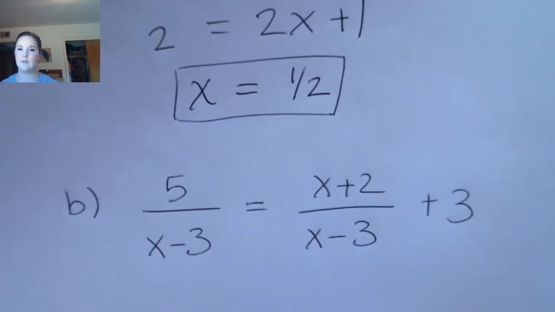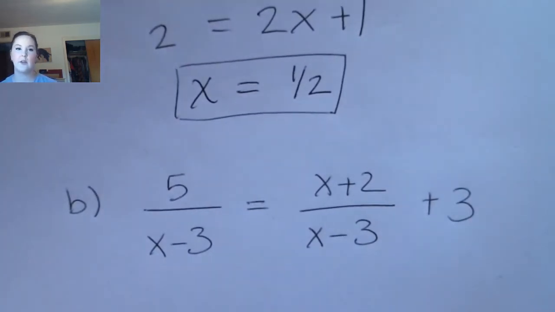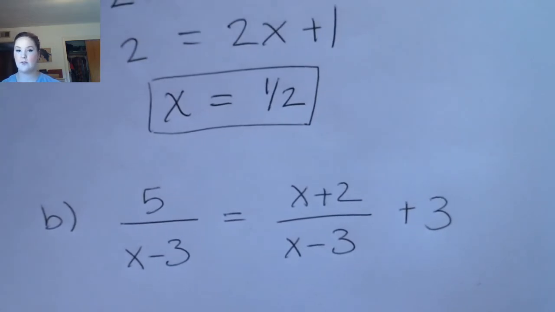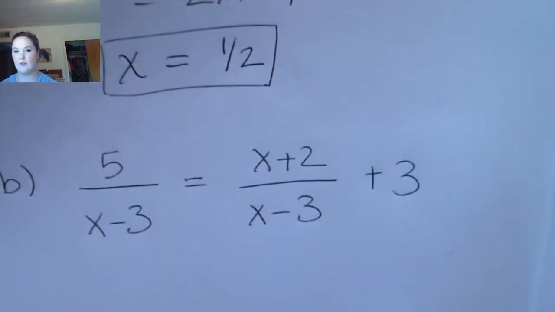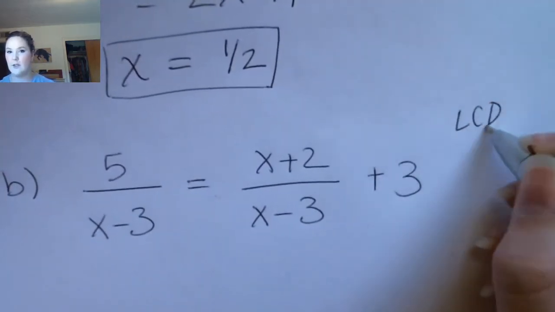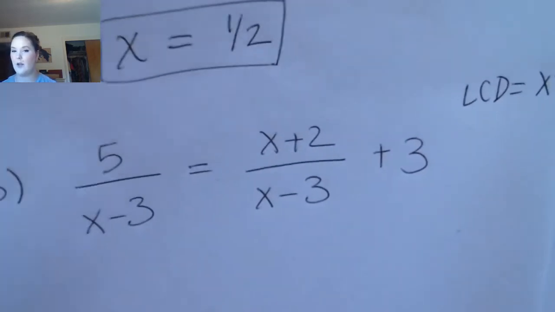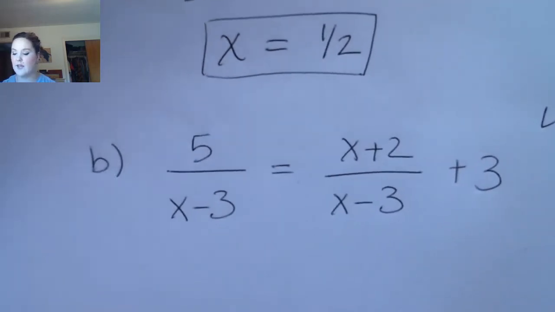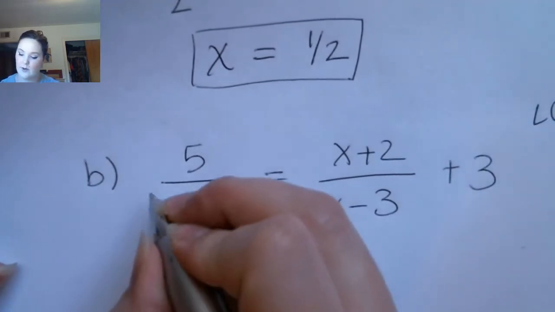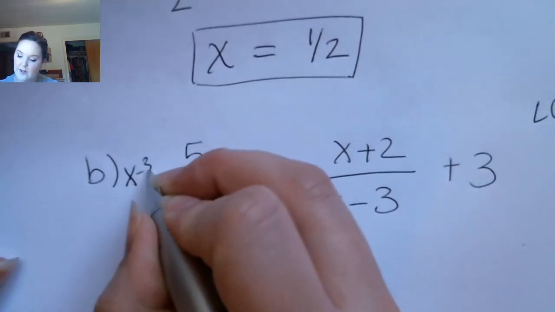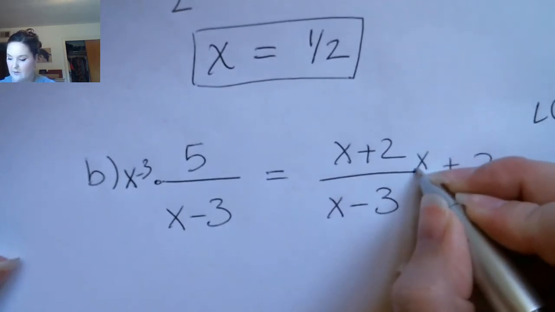Okay, again, this isn't a proportion because of this plus 3. And again, the denominators are already factored. So our LCD is going to be x minus 3, because that's the only denominator that we see. So we're going to multiply every term by x minus 3.